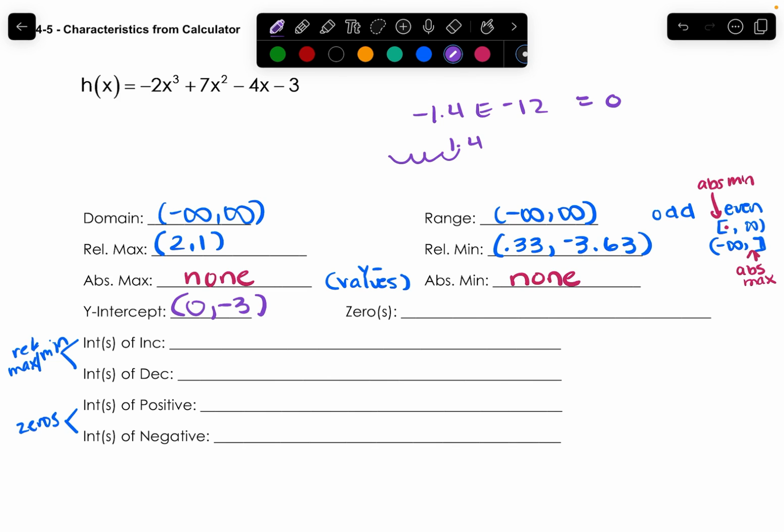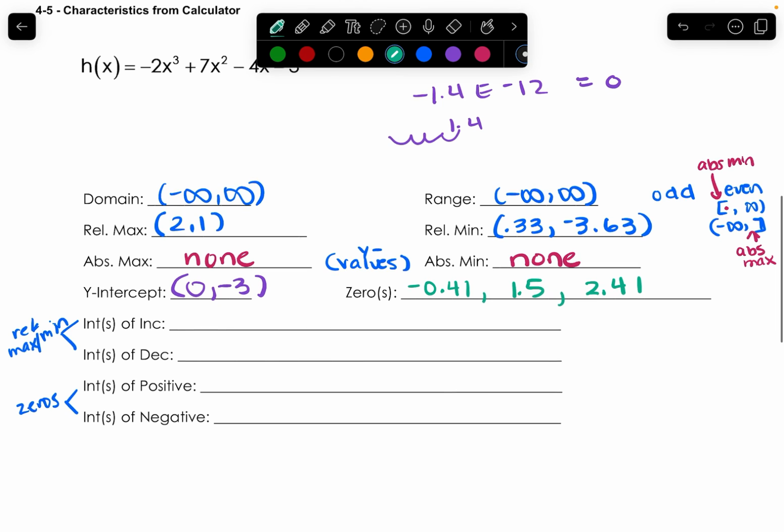So we're looking at those 3 zeros that I found. I had -0.41, and it could be -0.4 depending on what we're rounding to. A zero I do not have to write as an x-intercept. And the last one was 2.41, or 2.4 if you were writing it with thousandths.